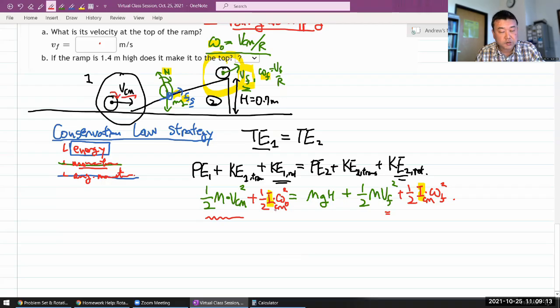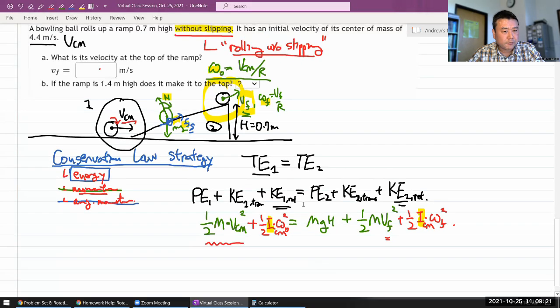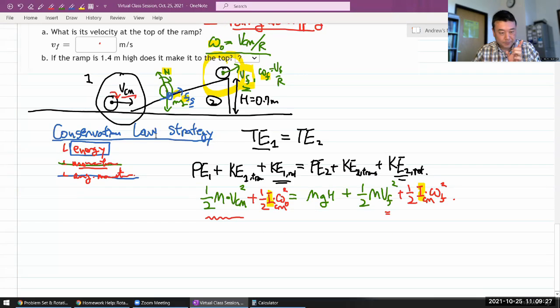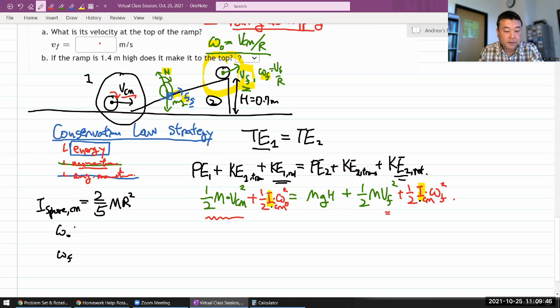So when you are looking up the rotational inertia, it's going to be the rotational inertia of a uniform sphere about its center of mass. By the way, bowling balls are not uniform spheres, but I'm going to assume it is so that I have a formula I can plug in. So when you look it up, the rotational inertia of a sphere about its center of mass will be 2/5 mr squared. So I'm going to plug that into these two terms. And for my angular velocities, omega naught and omega final, I had those expressions above: VCM over R, V final over R.